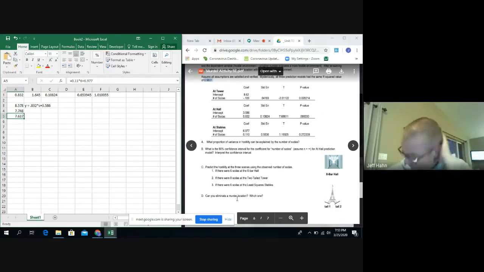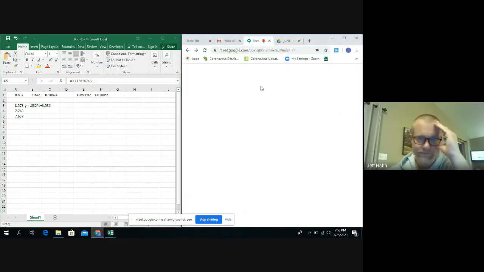So can we eliminate a myrtle location? Yes, the stables are the least violent. So that's how you kind of go through that one.